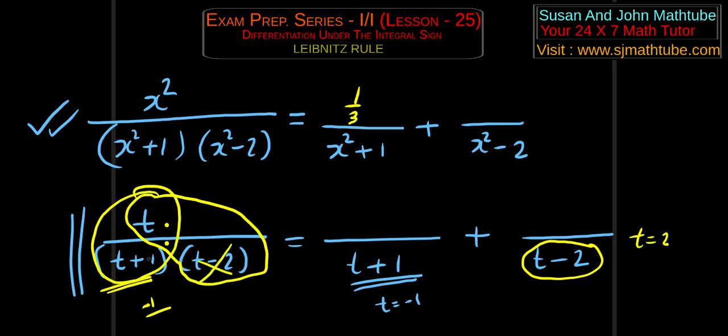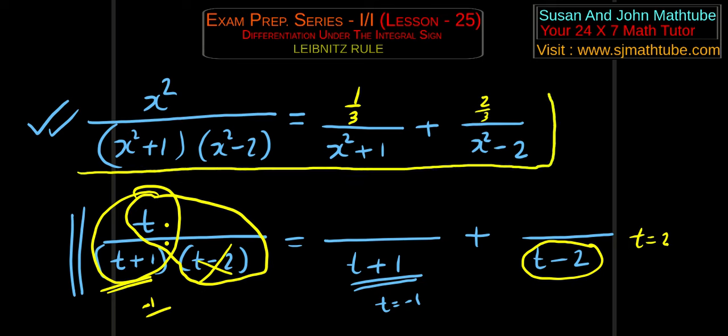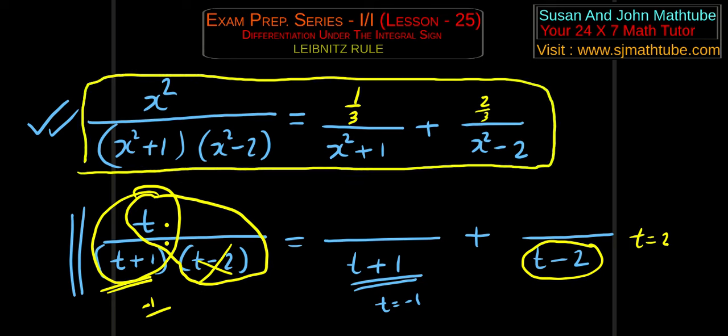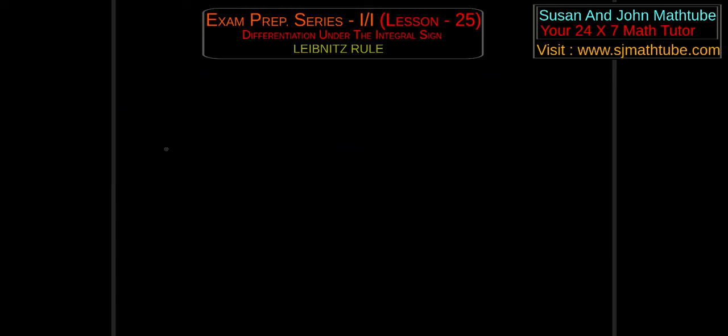So I get 2 by 2 plus 1, that is 2 by 3. And that's it, my friends. We have converted this into partial fraction form. Once more, so that you can boost your confidence, let's try this problem.